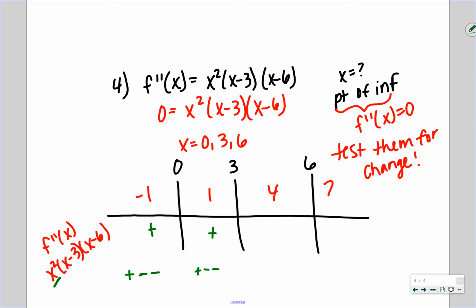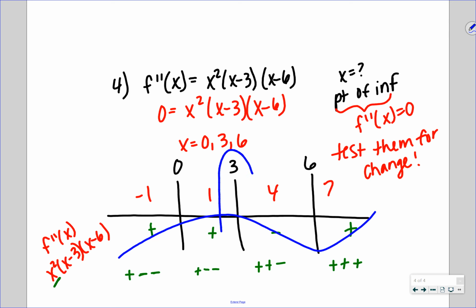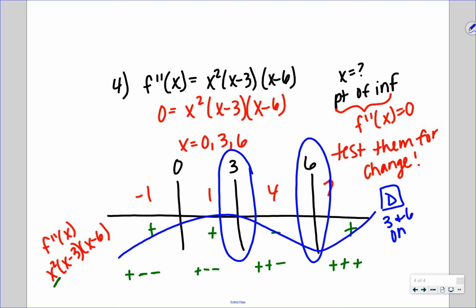Plug in 4. 4 squared is a positive. 4 minus 3 is a positive. 4 minus 6 is a negative. Negative. Plug in 7. 7 squared, positive. 7 minus 3, positive. 7 minus 6, positive. I'm back to positive. So I go up, up, up, down, up. So my points of inflection happen where the change happens, at 3 and at 6. So that is D. D is 3 and 6 only.